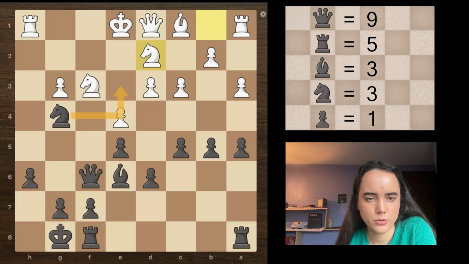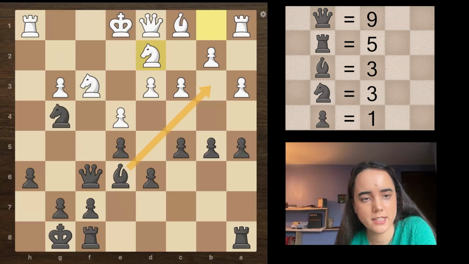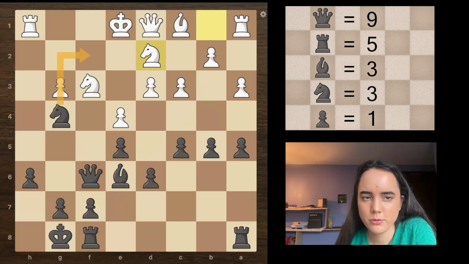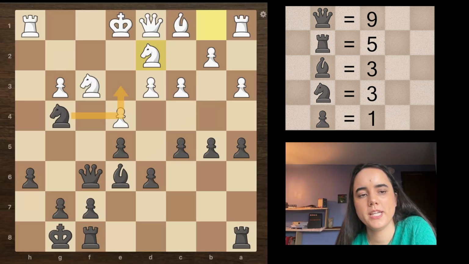We can attack the queen. We can attack the rook and the queen. So if we attack the queen here, he can just take. We attack the rook and the queen, he can take. So this is the only attack where he can't just immediately take our piece. So let's look at that.